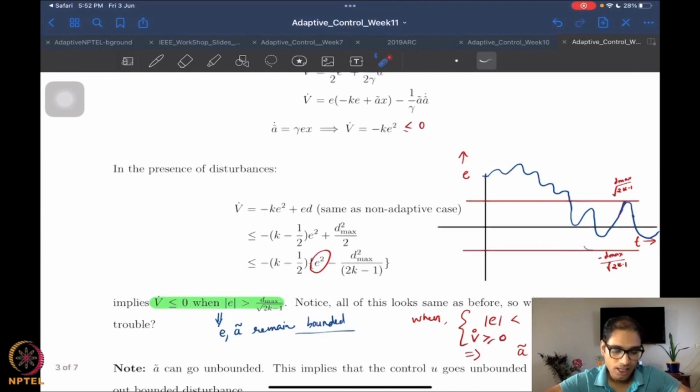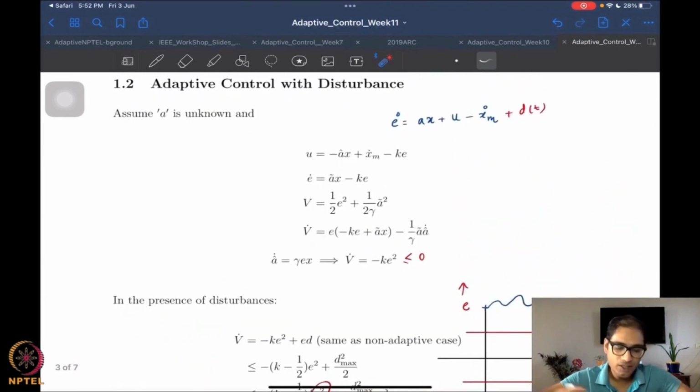Until now, in all our adaptive design, all the terms are bounded. Boundedness of these things was sort of a given. We didn't even have to think about it. But in this very simple scalar case, with one disturbance term added here, you see that my control can go unbounded to maintain a residual set or a bounded performance for the tracking error. And this is, if nothing, mind-blowing.